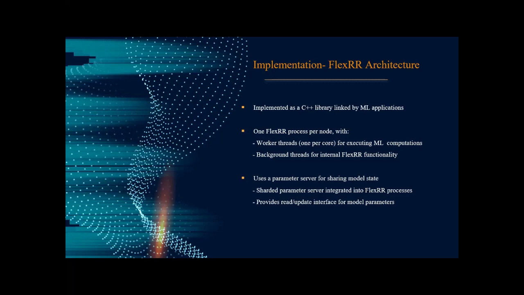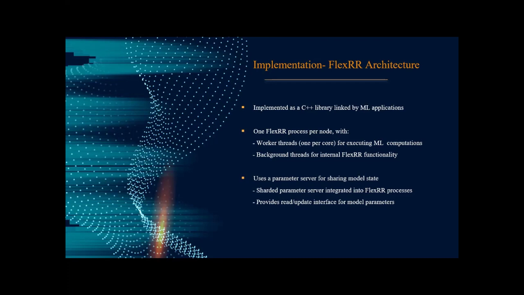Then we have worker threads. These worker threads are responsible for executing the ML computations. The number of worker threads is typically equal to the number of cores in the machine. We have background threads then. FlexRR processes also have background threads that handle internal FlexRR functionality. This might include tasks such as communication with other FlexRR processes or managing the parameter server.